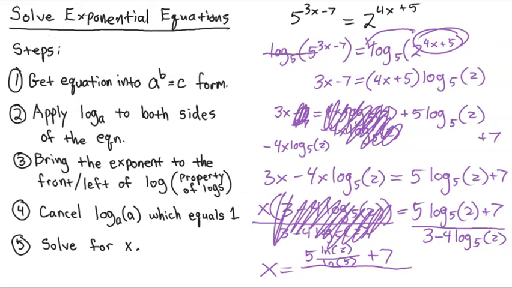I'm going to do the same thing on the bottom here. We're going to do 3 minus 4 times log base 5 of 2, so that is going to be natural log of 2 over natural log of 5. And if I key this in a calculator, I'll get a number. So let's do that.